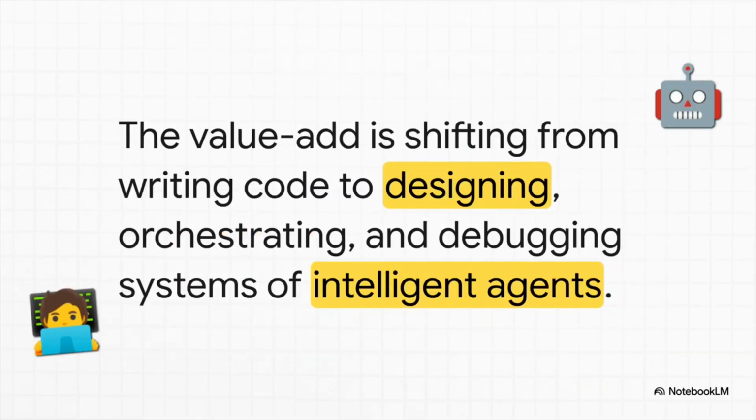So what does this all really mean? It means the job of a software developer is changing, and it's changing fast. The most valuable skill isn't just writing lines of code anymore. It's about designing, managing, and debugging entire systems of intelligent agents working together. The new job title is basically AI Orchestrator.